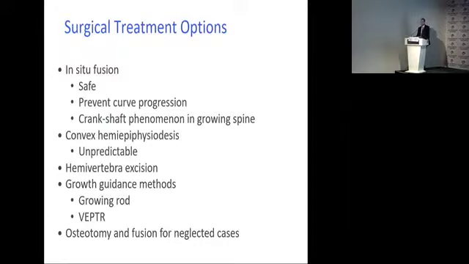Sometimes we do it like that, with in-situ fusion, and you can prevent the curve progression. But if you do this in-situ fusion before the closing of the Y cartilage, the triradiate acetabular cartilage, or before maturation, then you may have the crankshaft phenomenon, which is a kind of recurrence of the deformity, especially if you are doing posterior spinal fusion. Then you fuse the posterior side, but the anterior column is still growing, and then we may have crankshaft. It's a kind of rotational deformity.